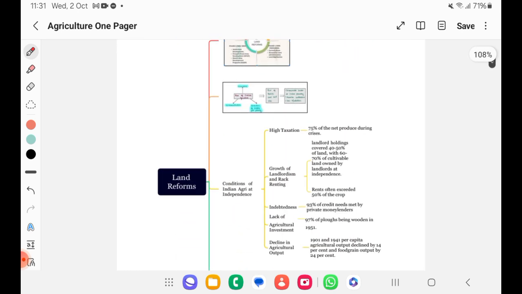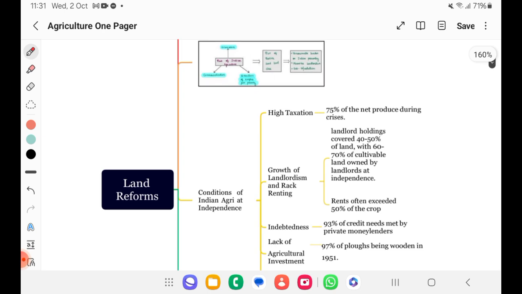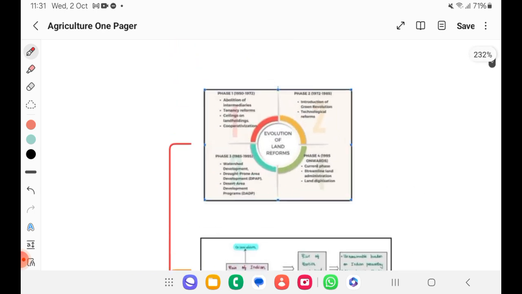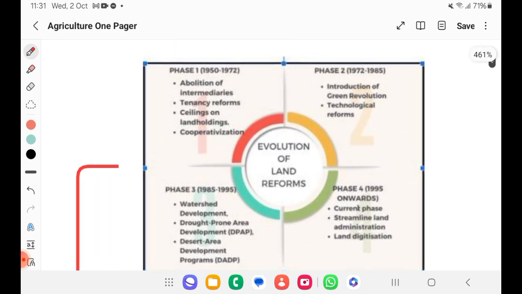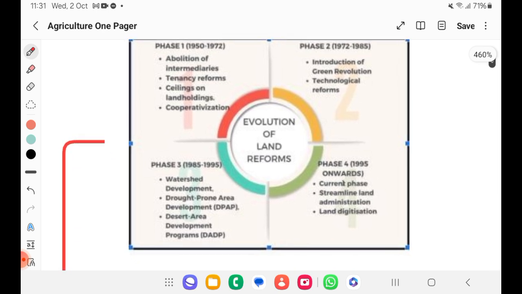So we already said land reform is one of the solutions for land tenure and ownership problem. So how did they do it? Did we start in India? Yes, we did start. There were 4 phases in land reforms. So one is from 1950 to 1972. During that, abolition of intermediaries or zamindars. Tenancy reforms were there. Ceiling on land holdings were also there. So abolition of intermediaries, tenancy reform, ceiling on land holding, and cooperativization. Okay. So these are the 4 points to be memorized.